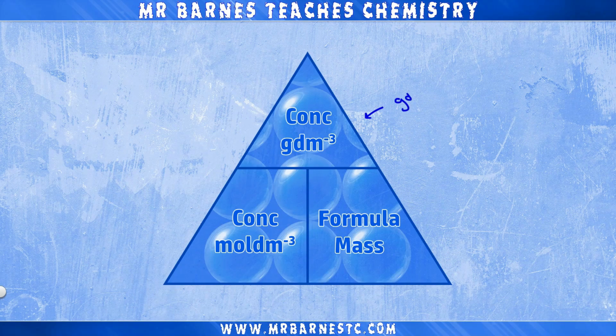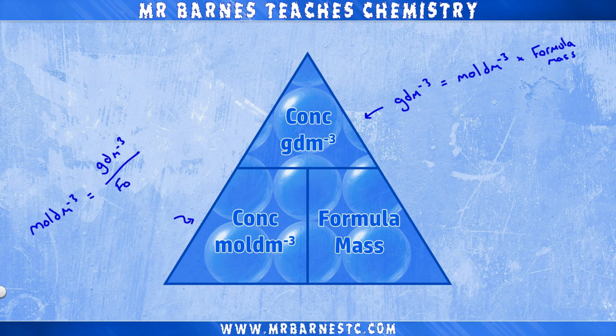To start off with, you need to learn this triangle. This shows you that to convert to grams per decimeter cubed, you need to multiply the concentration in moles per decimeter cubed by the formula mass, which hopefully you can remember is just the addition of all the atomic masses. It also shows you that to convert to moles per decimeter cubed, you need to divide the concentration in grams per decimeter cubed by the formula mass.